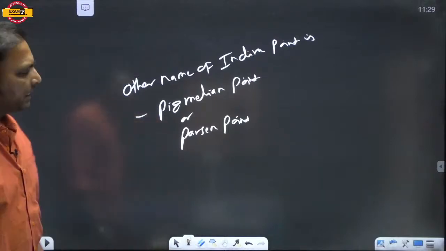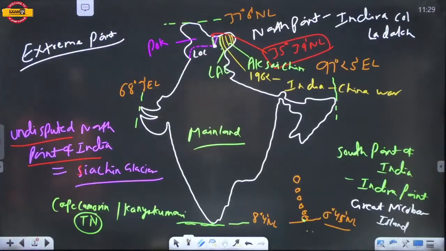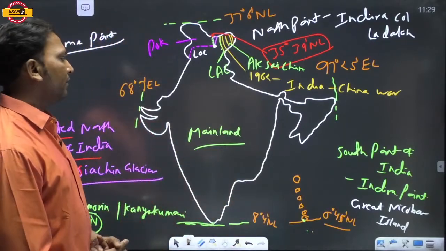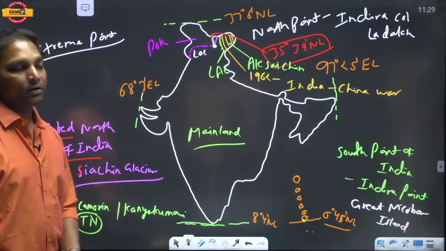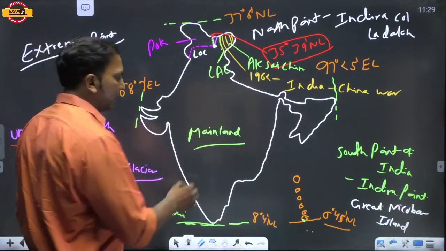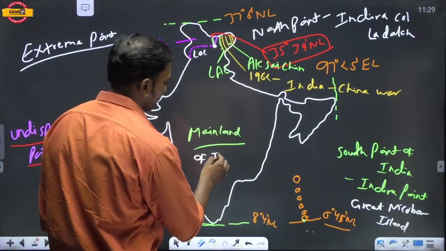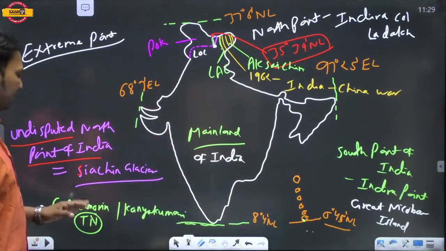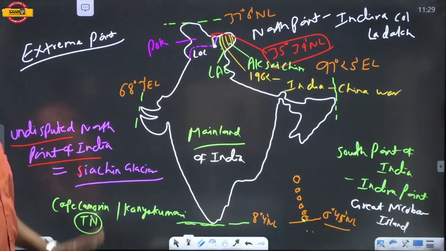And it is over the Great Nicobar Island. We can see here the Great Nicobar Island, the south point of India. But if the question demands the south point of the mainland of India, this one is the mainland of India. So it would be Kanyakumari or Cape Comorin, that is in Tamil Nadu.